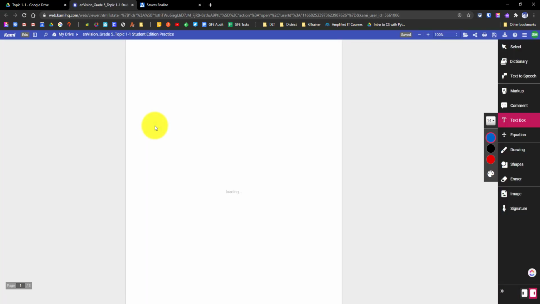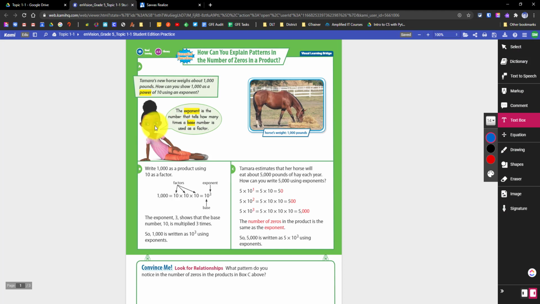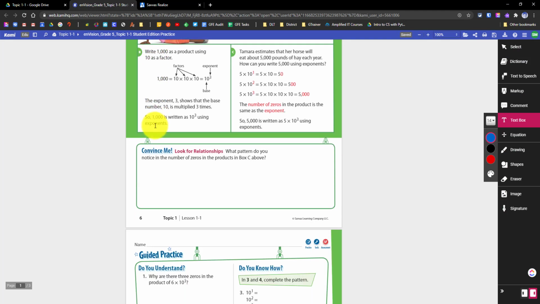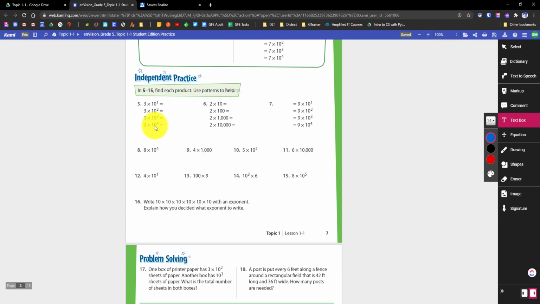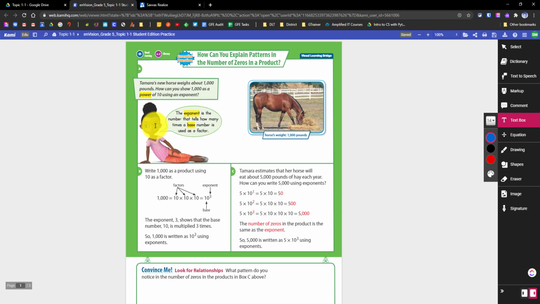So I'm going to open up the Student Edition Practice. And the first thing that you're going to notice is that this is a longer assignment. There's 3 pages. And I'm going to do a few things on this assignment. The first thing is at the top, it tells me that there's a visual learning section that goes along with this assignment. So I'm going to have to get that from the Pearson Realize website. And we'll go there here in 1 second.